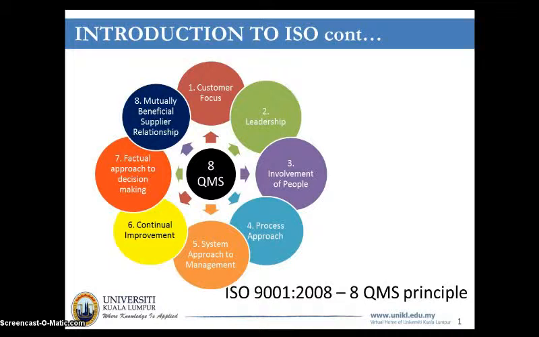Next, number 6 is continual improvement. What are the activities that can be done to improve our system? This principle is closely related to clause 8.5.2. Then the seventh principle is factual approach to decision making, meaning that an organization makes decisions based on data, based on actual data. This principle is closely related to clause 8.4.